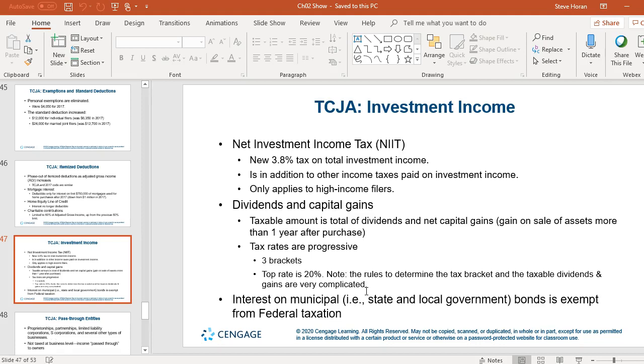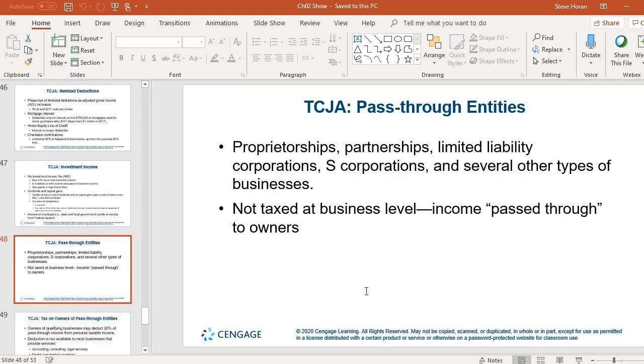Okay. Interest on municipal bonds, municipal debt, has been and still is exempt from federal taxation. So if you buy bonds in the city of Sioux Falls, you do not pay tax on the interest earned at all, no matter what your tax bracket is.